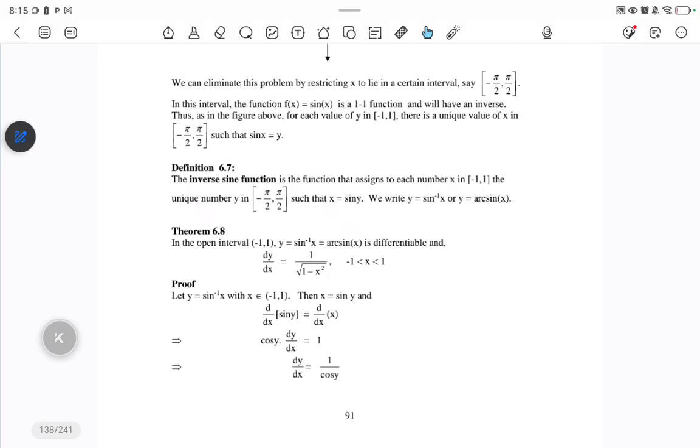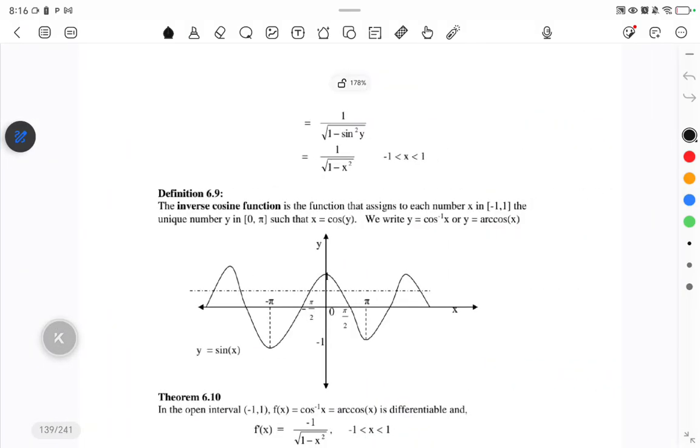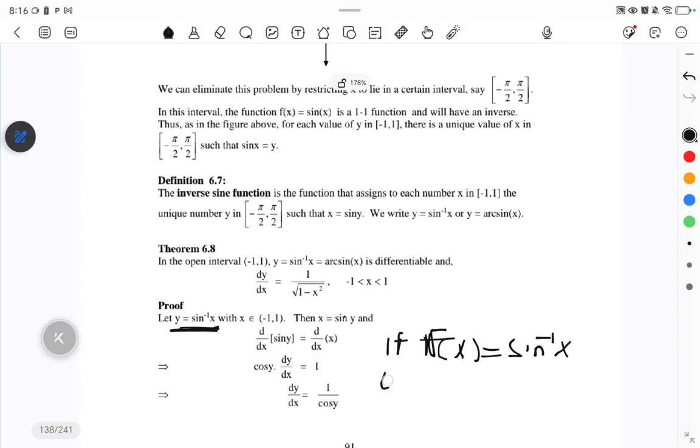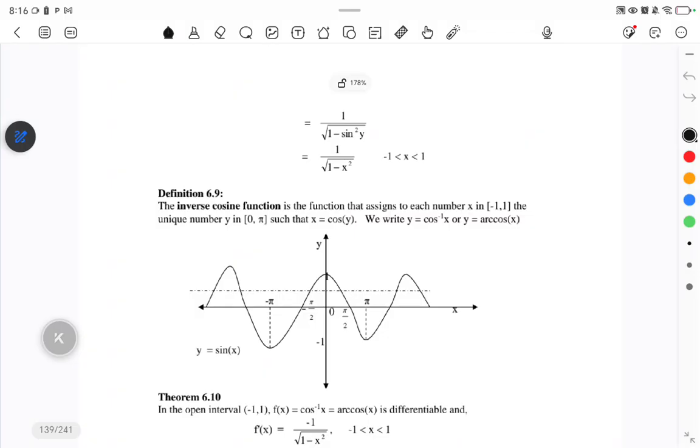the questions that can be asked, usually it's these ones, right, where they tell you that if f of x is equals to, I think they say sine inverse x, and then f prime of x is equals to 1 over root of 1 minus x squared. I think for the arc sine it's like this, yeah.